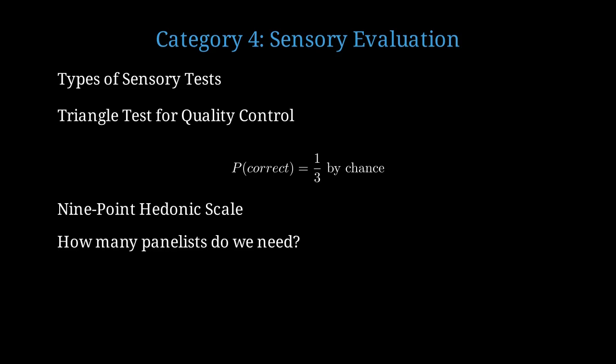This is a crucial question. How many panelists do we need? For discrimination tests, minimum 30. For descriptive analysis, 8 to 12 trained panelists. For consumer tests, at least 100. When developing a new sauce, conduct descriptive analysis to profile flavor attributes: sweetness, saltiness, umami, acidity. Then consumer tests determine if the profile is appealing. Real food science requires integrating multiple test types.